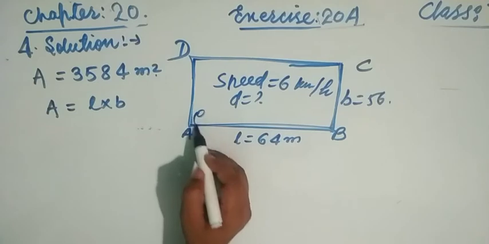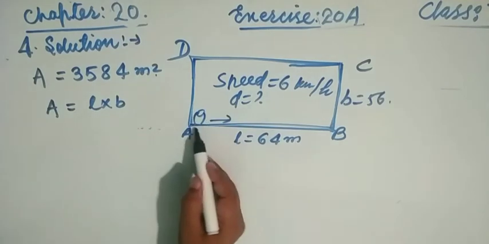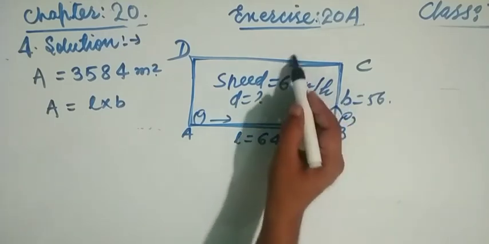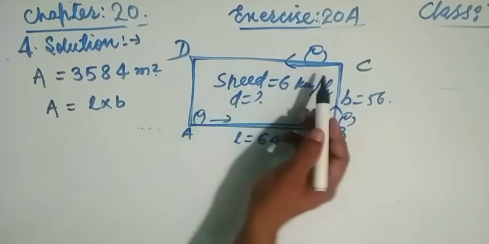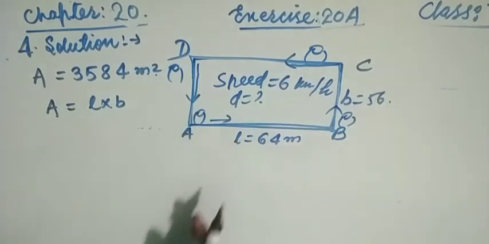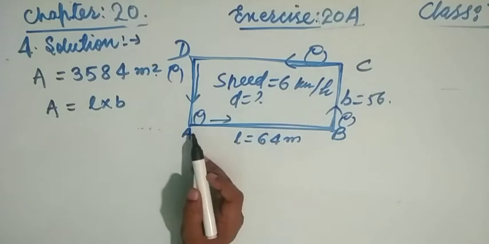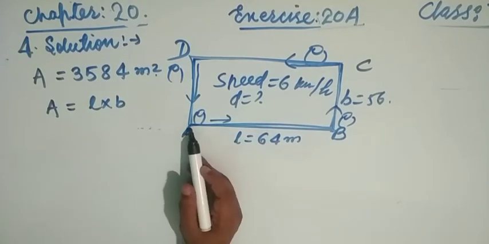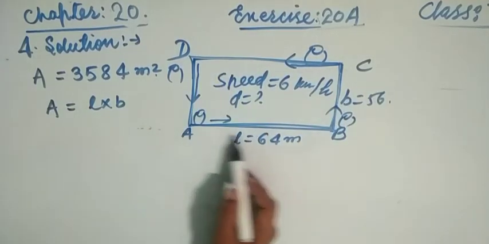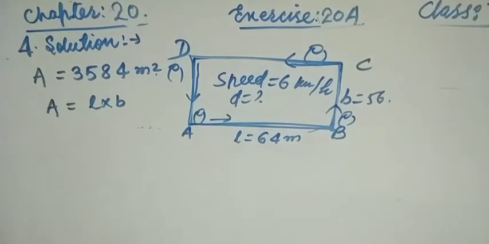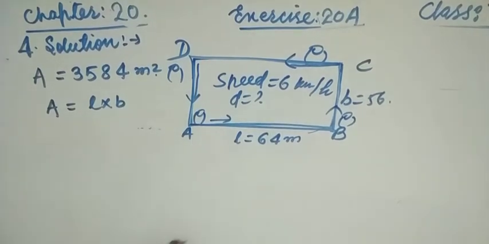Suppose the starting point is here. He runs this distance AB, this distance BC, this distance DC and CD, and this is DA. So this is one time, and similarly they run 5 times along this path, friends. Okay, so first we have to find the perimeter of this.